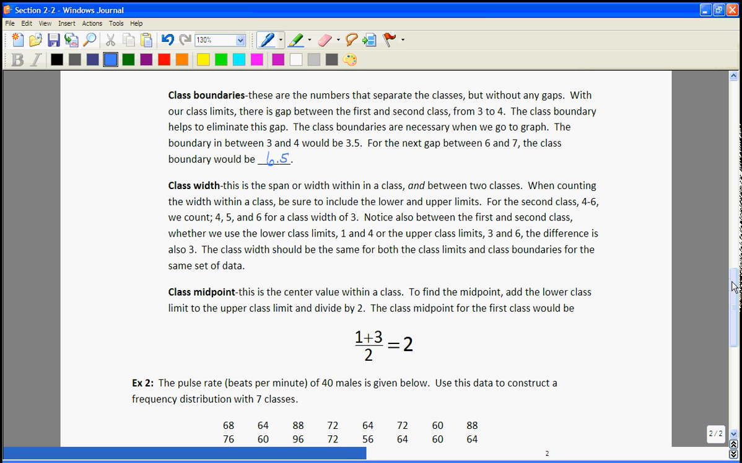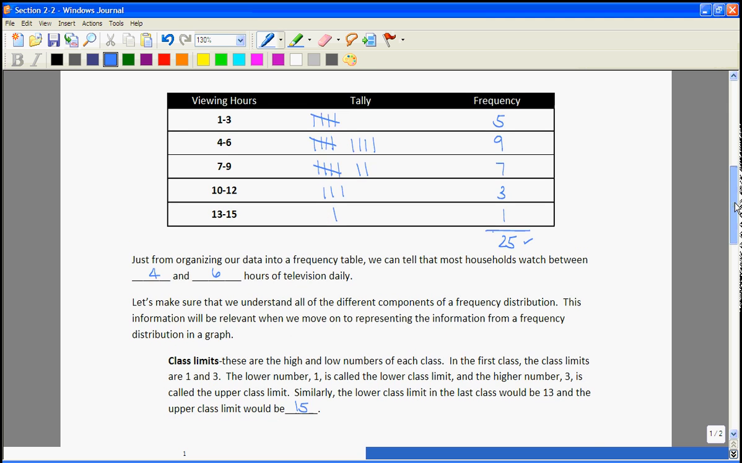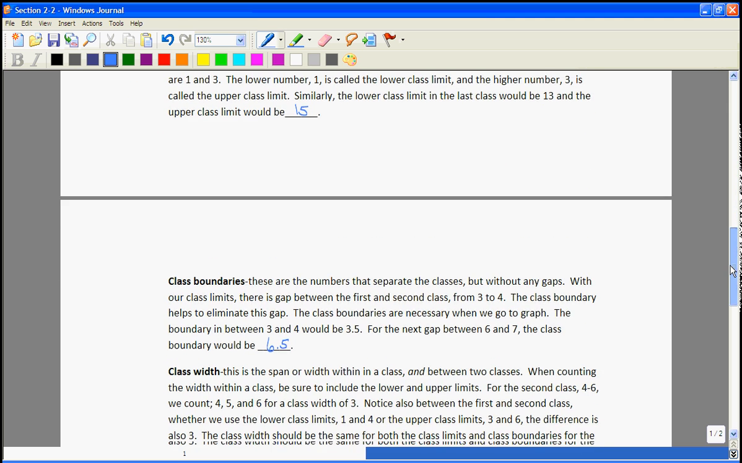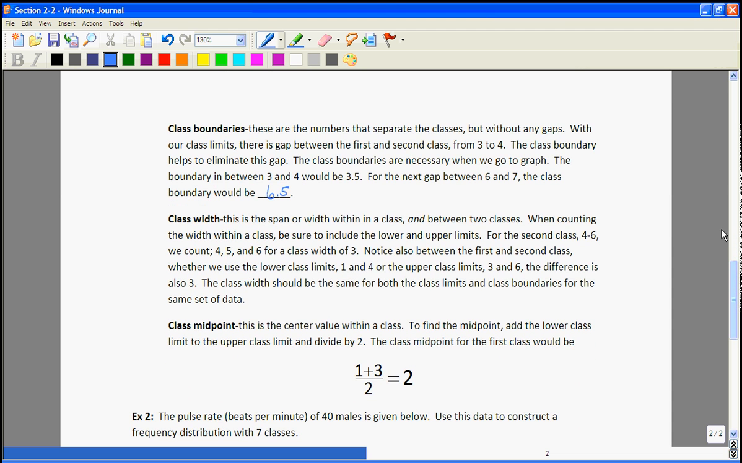If you'll notice, that same distance is also between the first and second classes. So if you look at the lower class limits from 1 to 4, that's a difference of 3. From 4 to 7 is a difference of 3, 7 to 10, and so on, and it happens on the other side as well, 3 to 6, 6 to 9. So all of that is in place because it's really important with the frequency table that the class widths are the same. You can't have one class width be 3 and then the next one be 6. That's not an accurate and reliable frequency table. So that's why it's important that we pay attention to the class width.